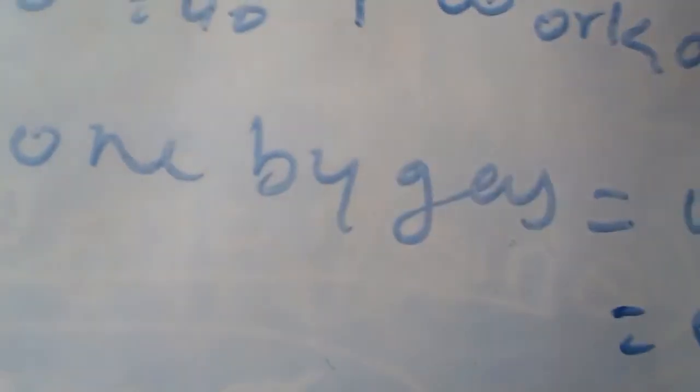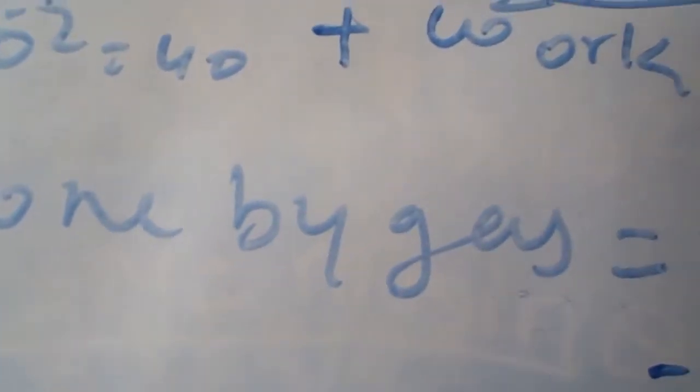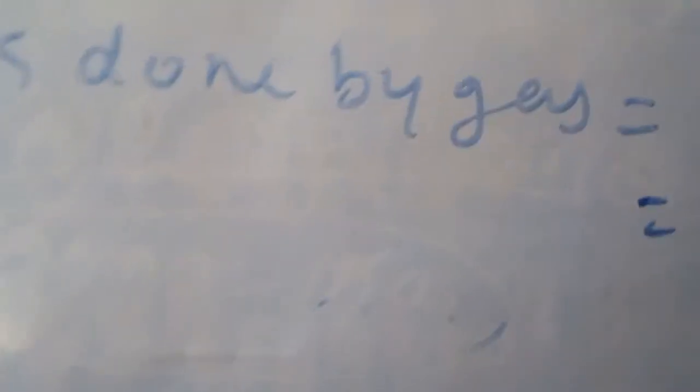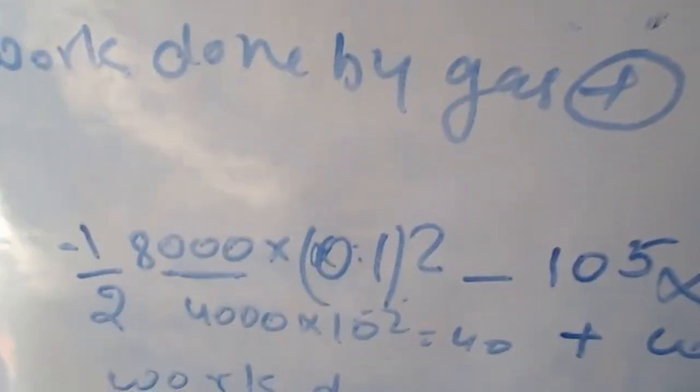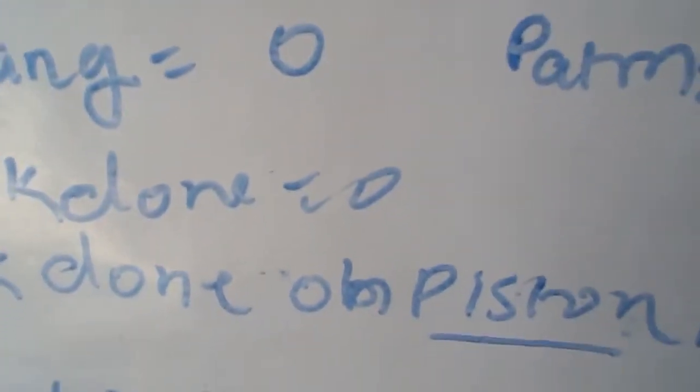Okay, actually you should check it, whether it is 10 to the power minus 3 or 10 to the power 4. You should check it. So according to this it should be 800 and 40, so work done by gas is equal to 840, not 8040, 840. Okay guys, now we have found the work done by gas.